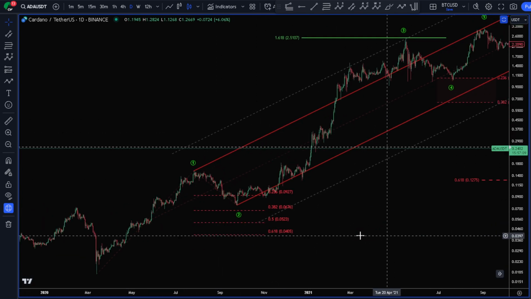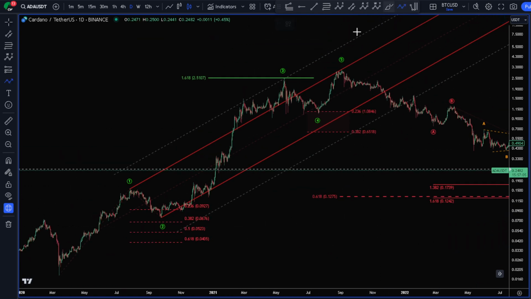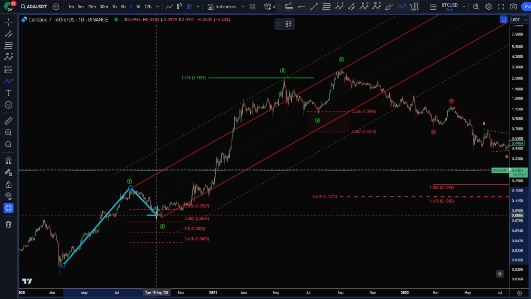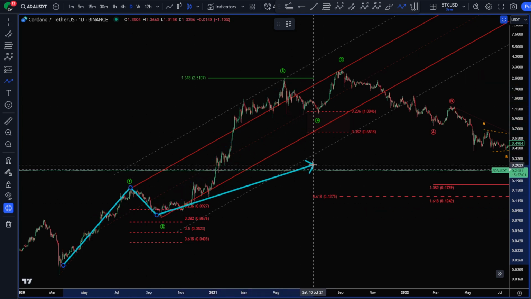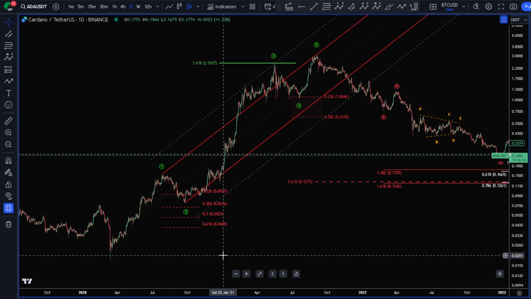We then have to switch to log scale to get our perfect extension. The one off the 2 hit to the tick at the 1.618. You can see this is like textbook Elliott Wave to the tick.